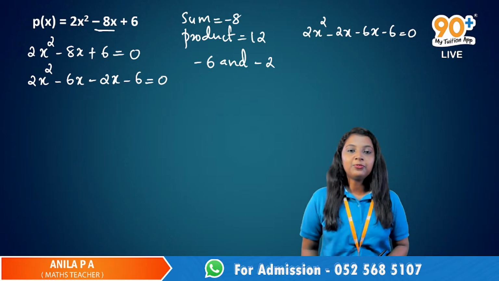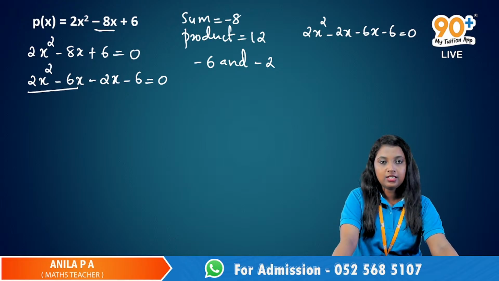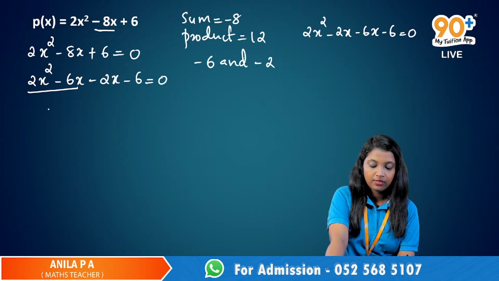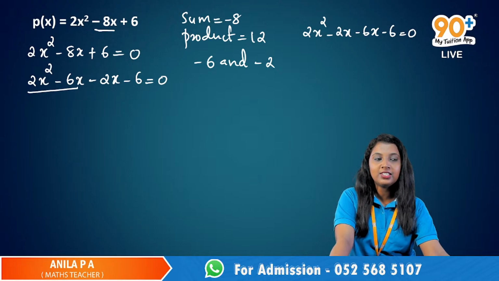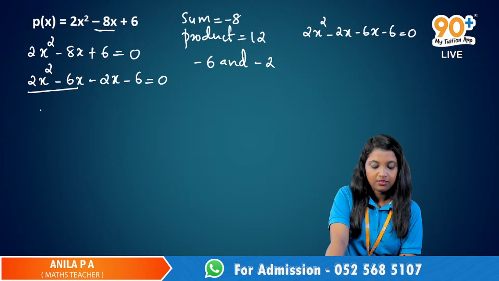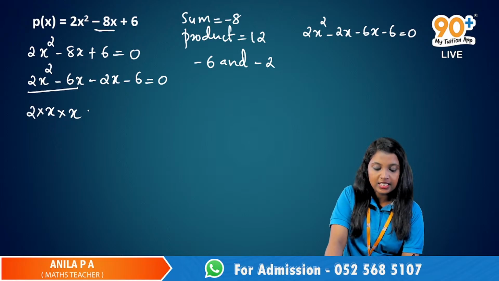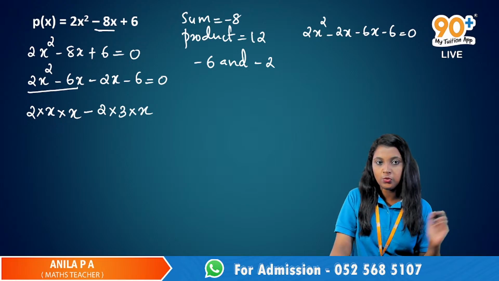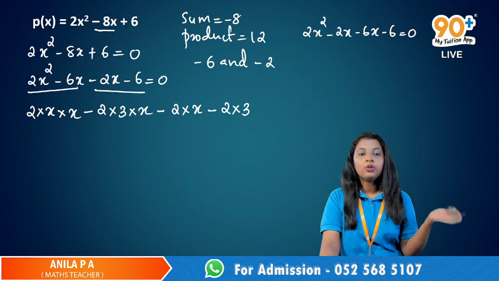So we have to consider the first two terms and look for the common factors. If you are finding it difficult, let me explain this in detail. We can write 2x square as 2 into x into x, and minus 6x as minus 2 into 3 into x. We write 6 as 2 into 3 and x as just 1x. Then the next two terms can be written as minus 2 into x minus 2 into 3. Now let's look for the common terms.